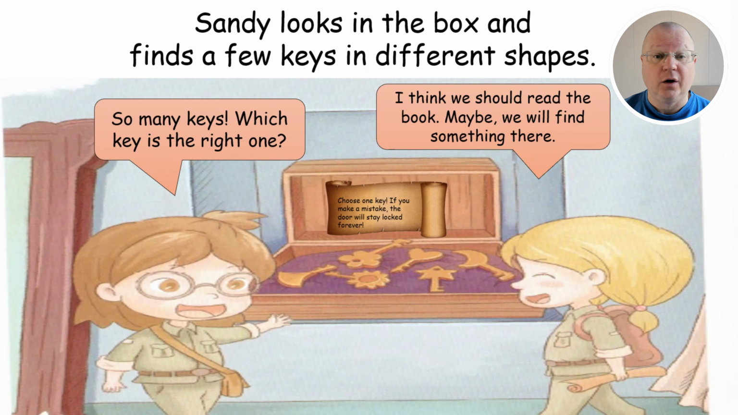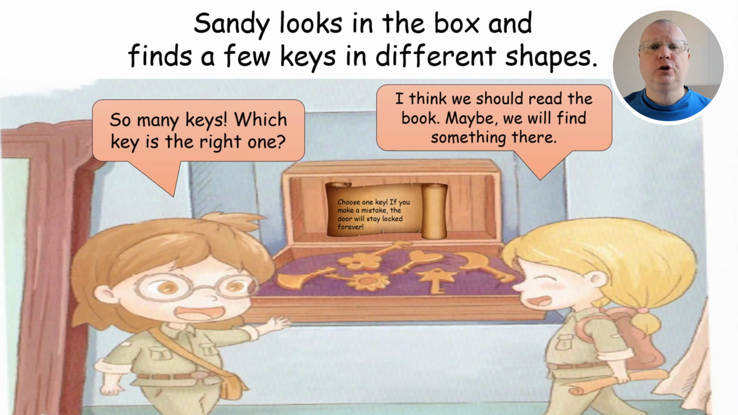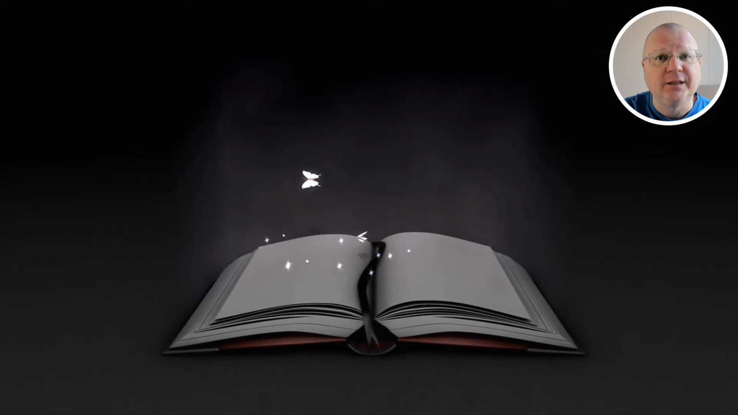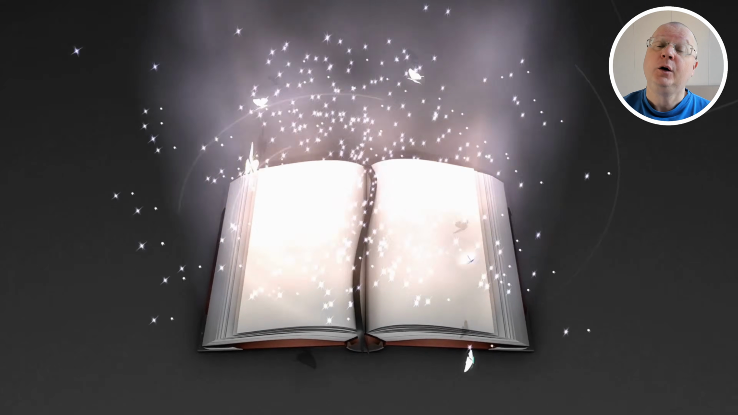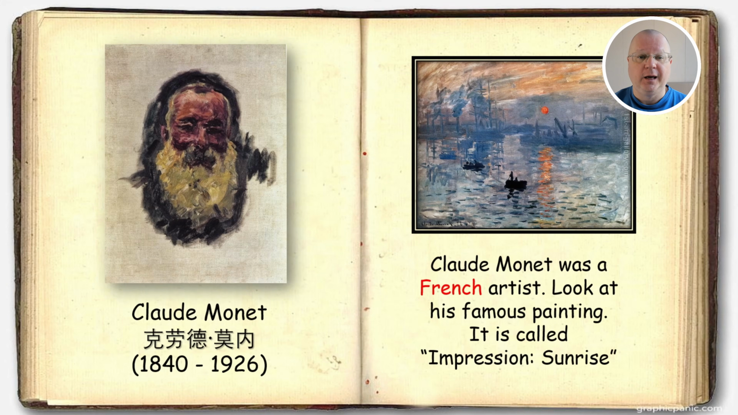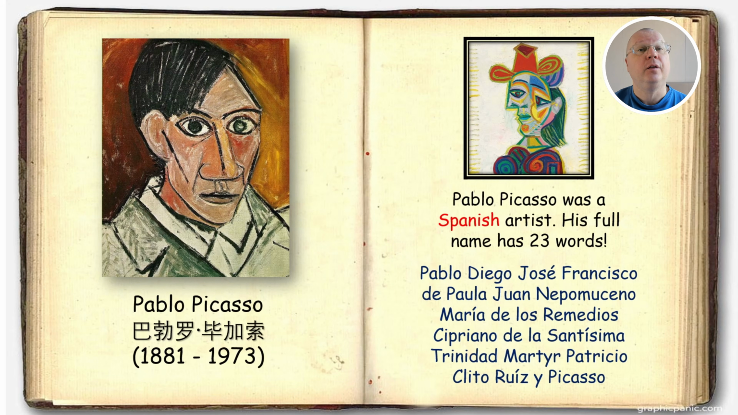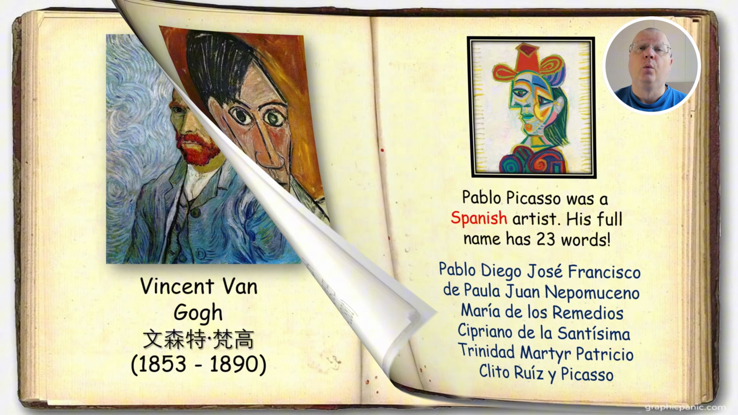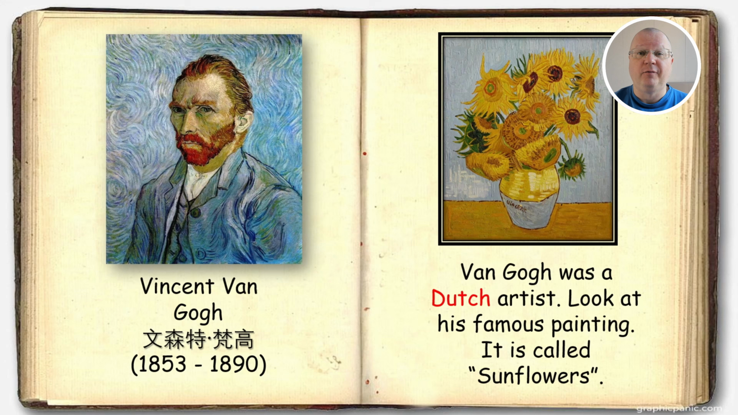Which key is the correct one? What should we do? Yes, that's right. We should read the book. The book introduces 4 famous artists and their artwork. One of them is Vincent van Gogh, who painted sunflowers.